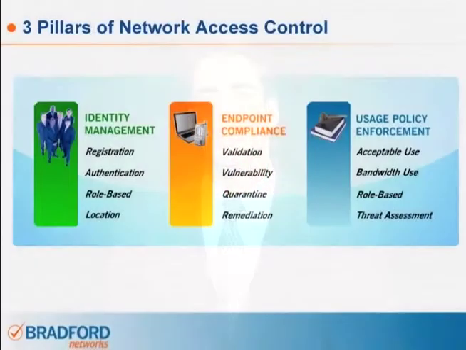Well, a complete NAC system includes 3 key integrated functions, what we call the 3 pillars of network access control: identity management, or who's on your network; endpoint compliance, or what device is connecting; and finally, usage policy enforcement, which includes all the rules about who can use your network, how they can use it, and what to do when someone's not playing by your rules.